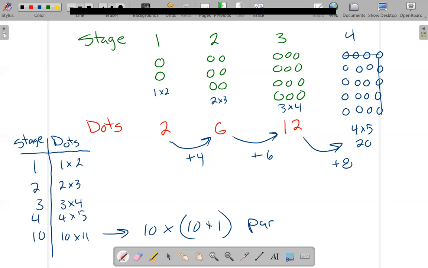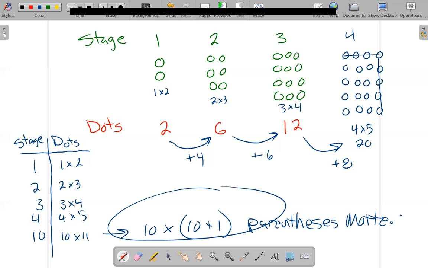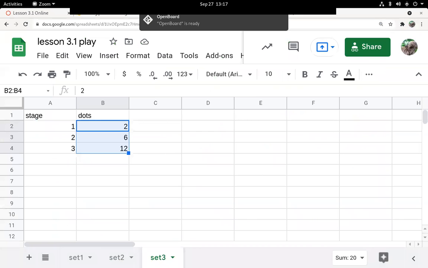Parentheses matter. It was me, wasn't it? Parentheses matter. And this, I can tell the spreadsheet how to do. So I'm going to do that and leave you to finish up, explain what we're going to do next time, and we're almost done for the day.